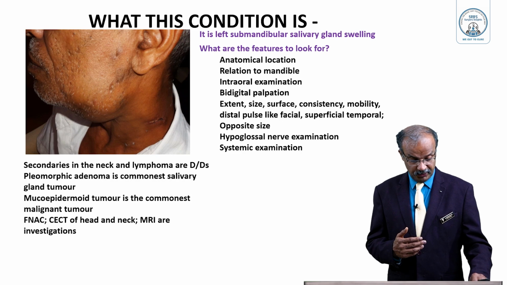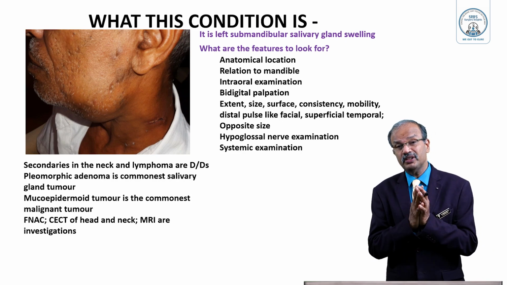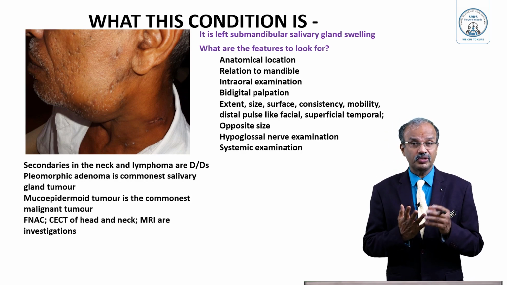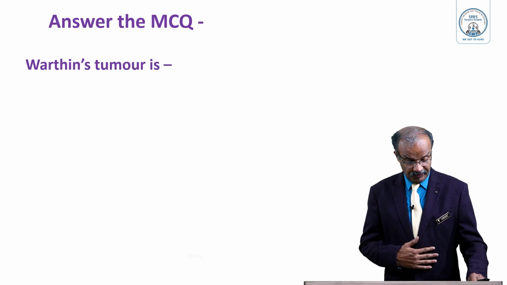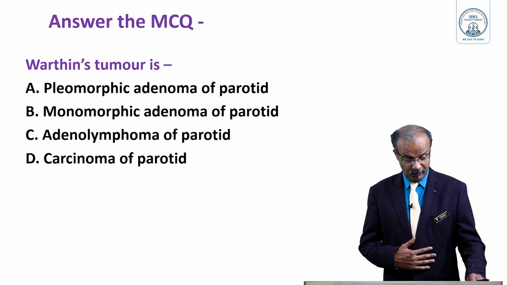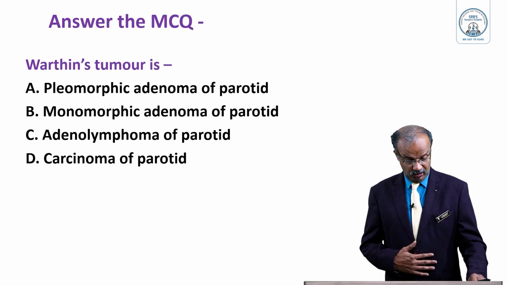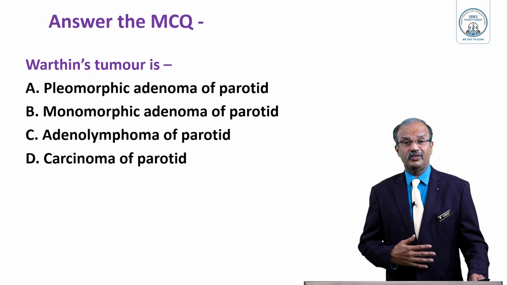So that's about the submandibular salivary gland neoplasms or conditions. So inflammatory, stone, and neoplasm, both are important. So please go through this in my manual or any other book and answer this MCQ. Warthin's tumor is: pleomorphic adenoma parotid, monomorphic adenoma parotid, adenolymphoma parotid, carcinoma parotid. So students, put your answer in the comment box. Tomorrow we'll give the answer.